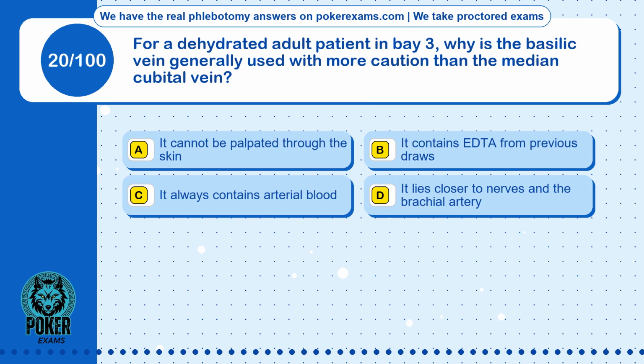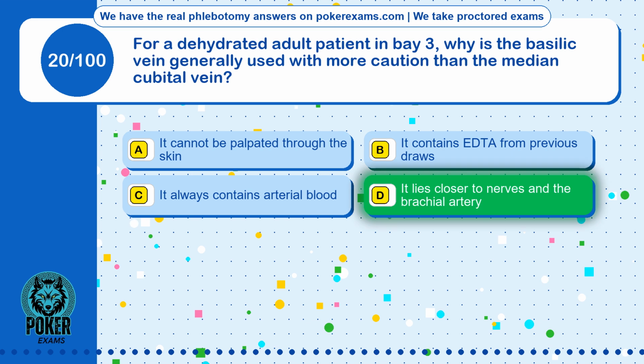Question 20. For a dehydrated adult patient in Bay 3, why is the basilic vein generally used with more caution than the median cubital vein? Option A. It cannot be palpated through the skin. Option B. It contains EDTA from previous draws. Option C. It always contains arterial blood. Option D. It lies closer to nerves and the brachial artery.